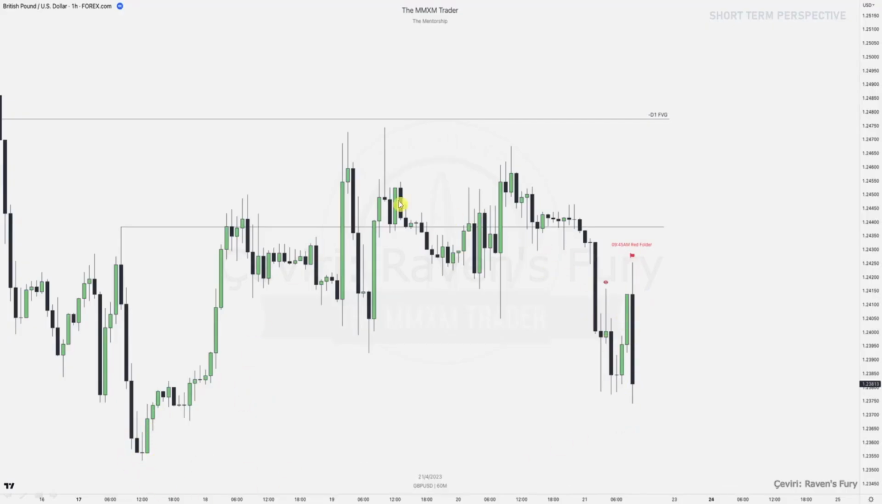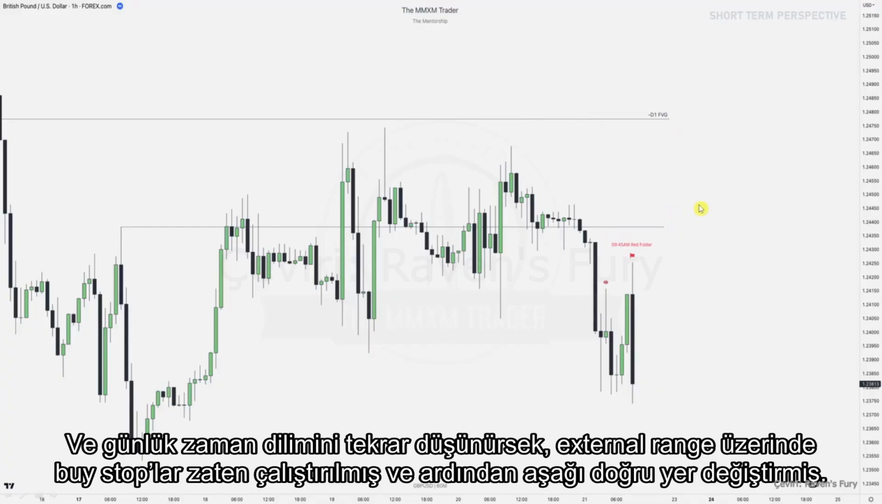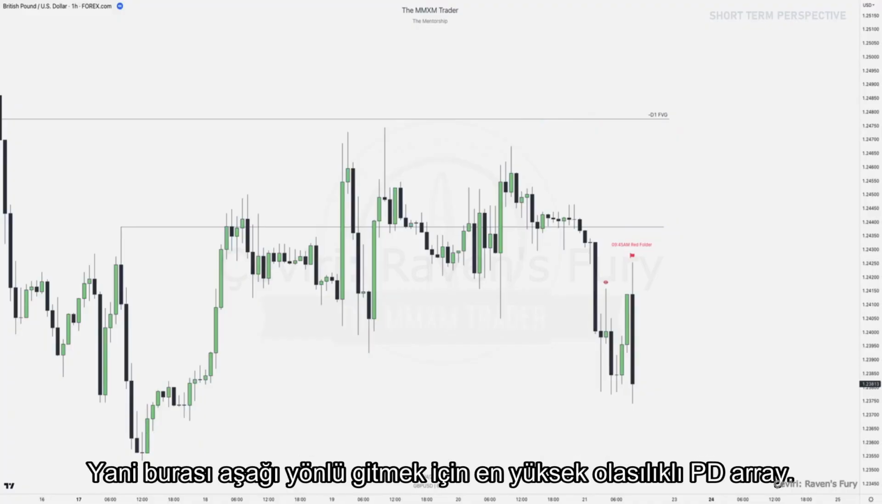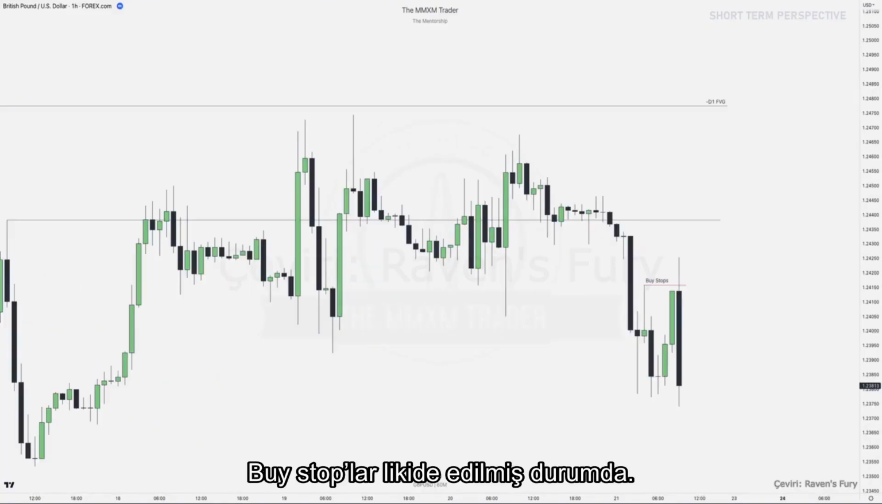down here. And think about, we're coming from a higher time frame daily fair value gap, right? And if you think about the daily time frame again, we already had those buy stops ran on external range and then displacing down lower. So this is the highest probable PD array to go down from. So those buy stops have been liquidated.